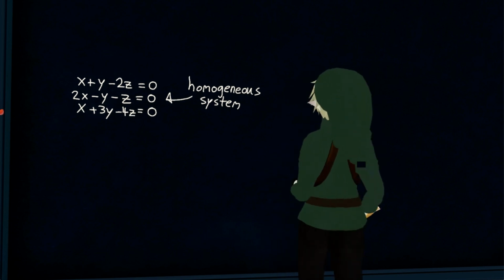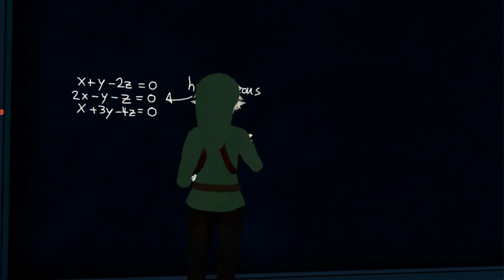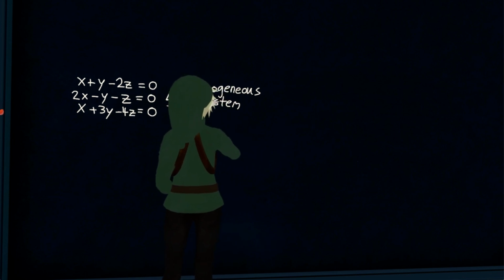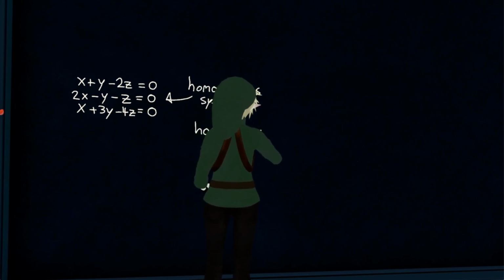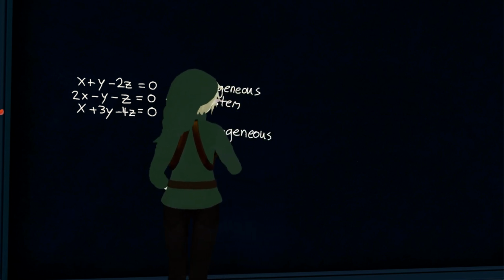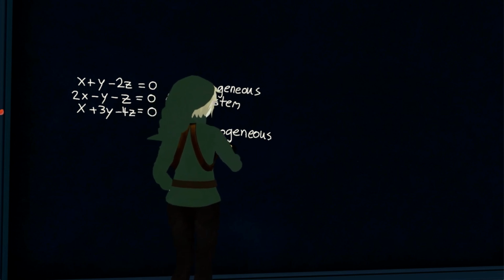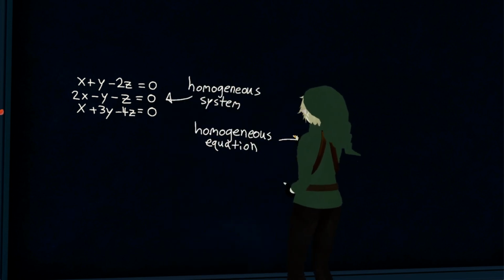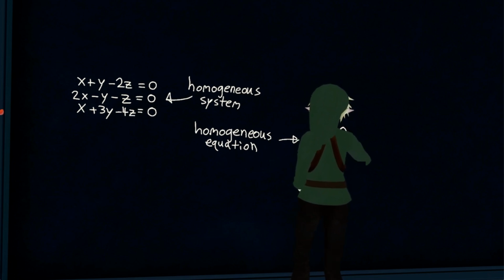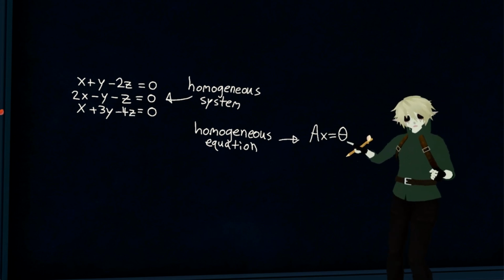The reason why I brought this up is that when they say homogeneous equation or homogeneous matrix equation, they are mentioning this, where instead of a vector b, it is the 0 vector.